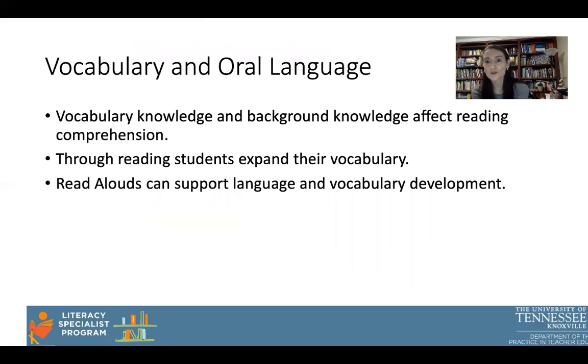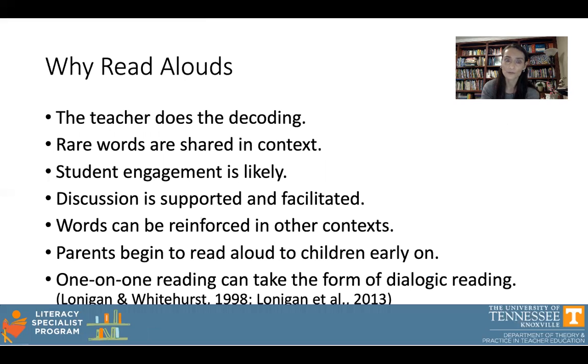Through reading, students expand their vocabulary. And you may be wondering, how is this possible since they don't know how to read yet? If they're emergent readers, they have not broken the code, they're not able yet. That is true. However, they can expand their vocabulary through read alouds, because read alouds can assist in this language and vocabulary development and growth.